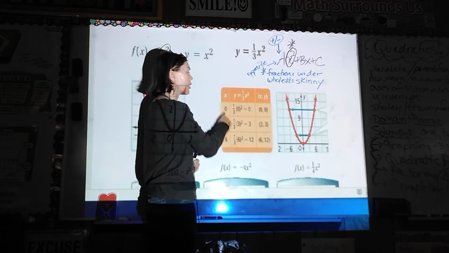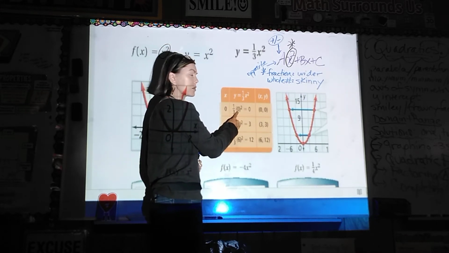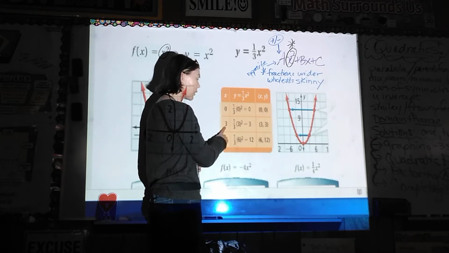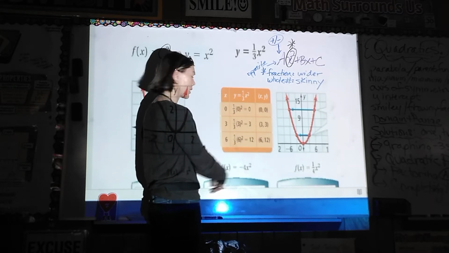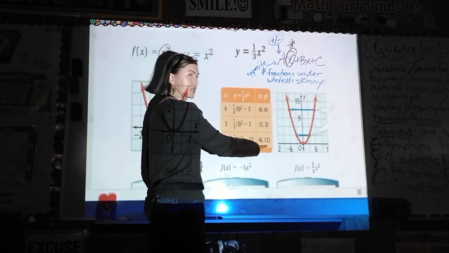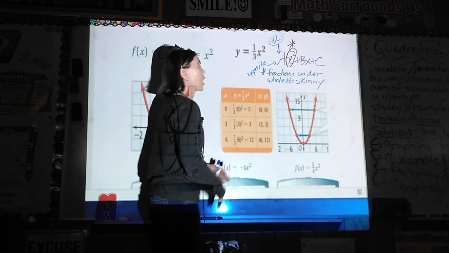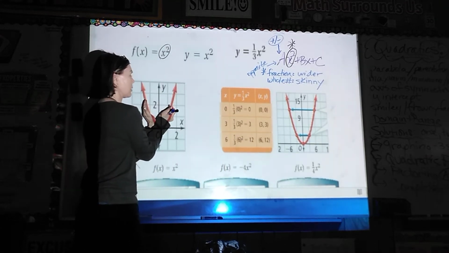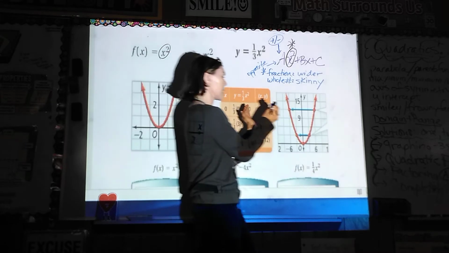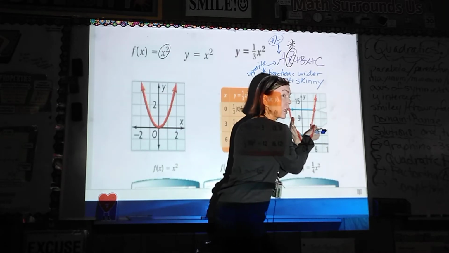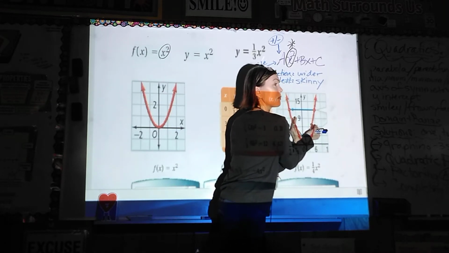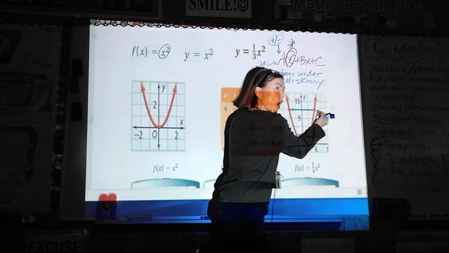If we plug 0 into the function, 1/3 times 0 squared is 0, so (0, 0). If we put 3 into the function, we get (3, 3). If we put 6 into the function, we get (6, 12). So this parent function stayed exactly in the same position, only it made it wider.